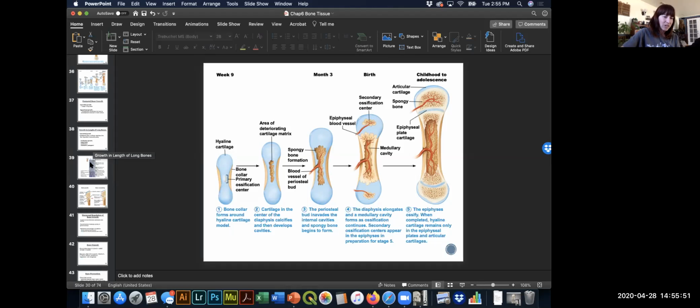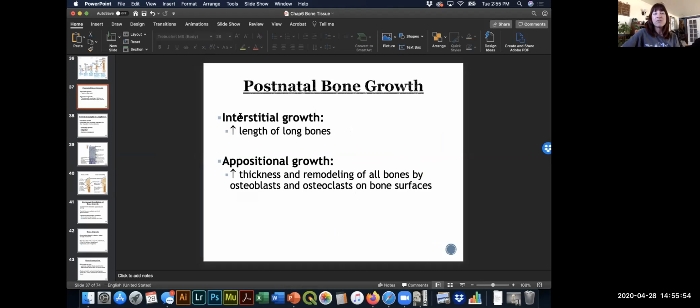It's weird. So after you're born, postnatal, after you've made your bones for the first time by either intramembranous ossification or endochondral ossification, depending on if it's your flat bones or your long bones, then you're going to have your interstitial growth, which is how your long bones get longer, and you're going to have appositional growth, which is how your bones remodel. So the remodeling is really just this type of bone growth that happens after you're born and throughout your entire lifetime.